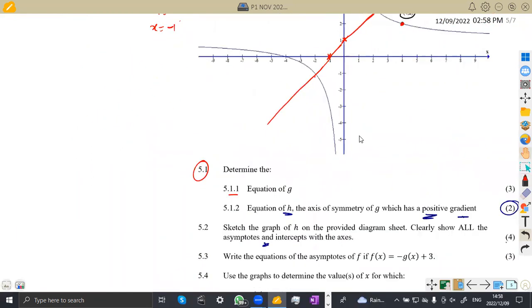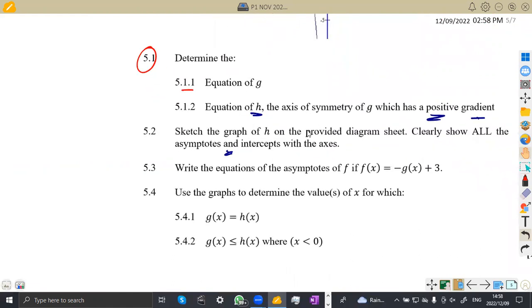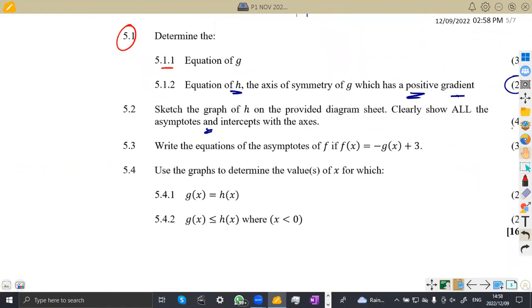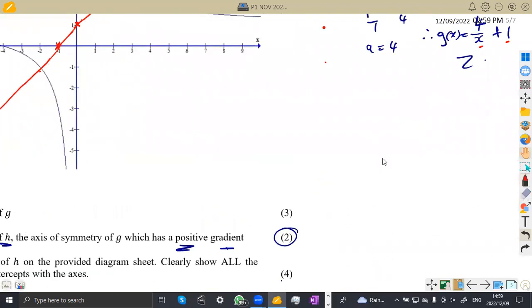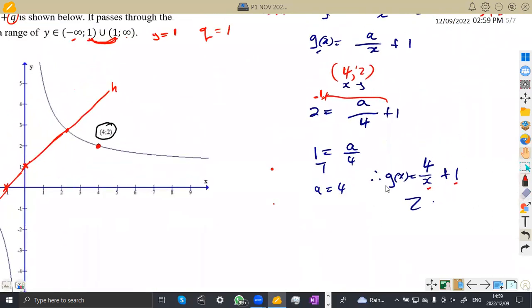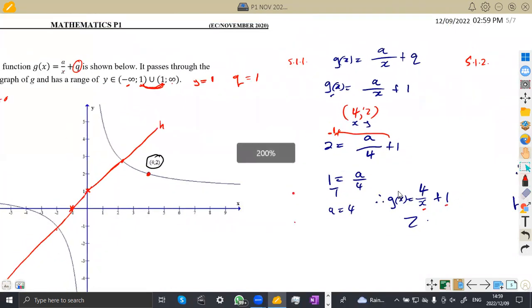All right. On 5.3, we are asked to write the equations of the asymptotes of f(x), which is equivalent to negative g(x) plus 3. Okay, the equation of the asymptotes. Where do we have our g(x)? This is where we have our g(x), so you can take this from our g(x) here.